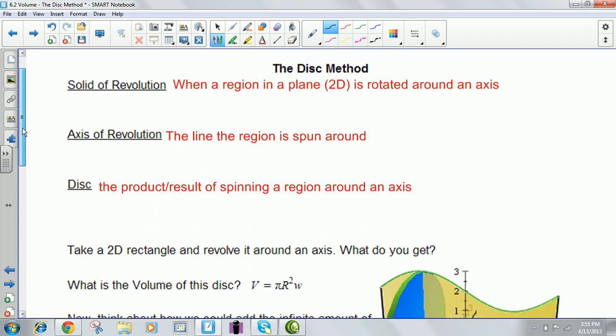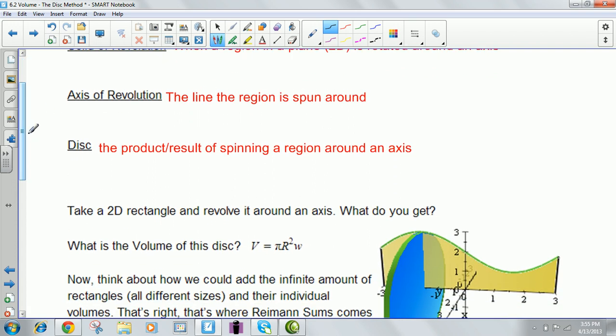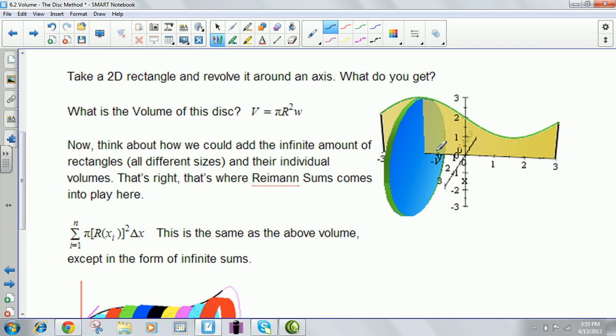We'll do different ones. It's not always y equals 0, x equals 0. It can be whatever. It's just where it's spun. And then the disk is the result of spinning a specific region around an axis, like if you look down here. Alright, so think two-dimensionally, you just have a line with a width, so it's a rectangle. Then when you take that rectangle and spin it, you have what's called a disk. It's like a quarter. Alright, think of that as like a quarter. So then, the volume of the disk is this part right here. That's the volume of the disk.